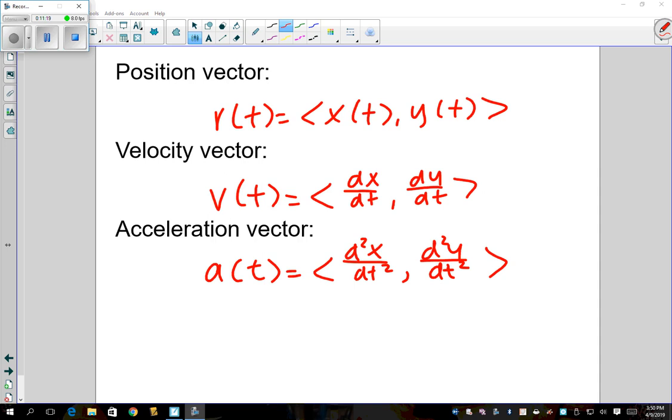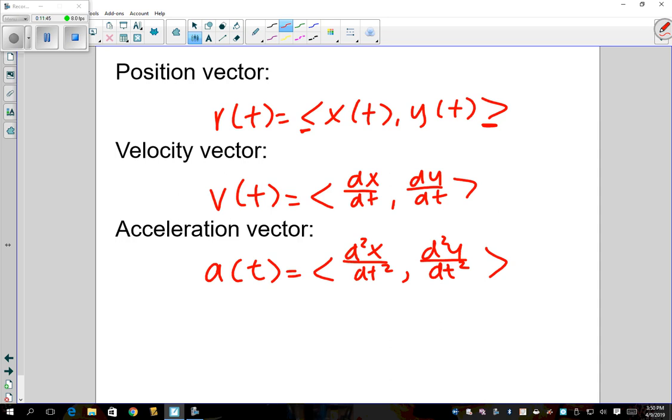So here we have some important kinds of vectors to note. The position vector, we just denote like our parametric equation, x of t comma y of t, and notice these bracket-ish arrows around these values. This denotes that it is a vector and not a parametric equation. So you'll see the vectors with those two triangular brackets.